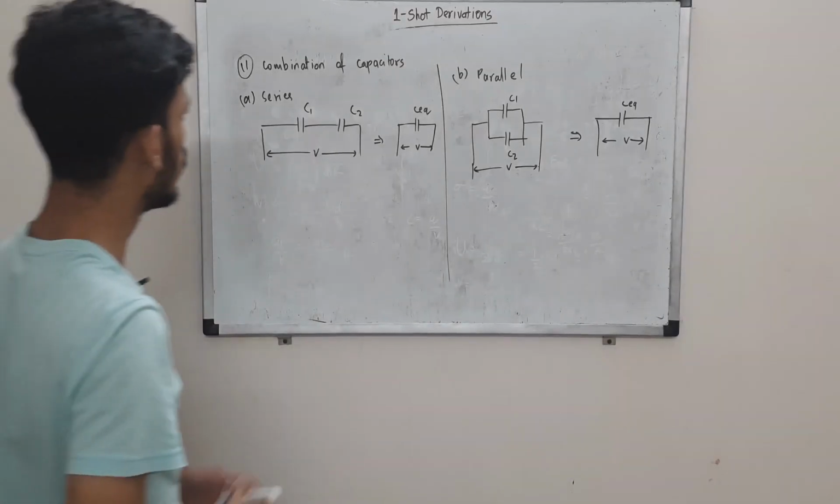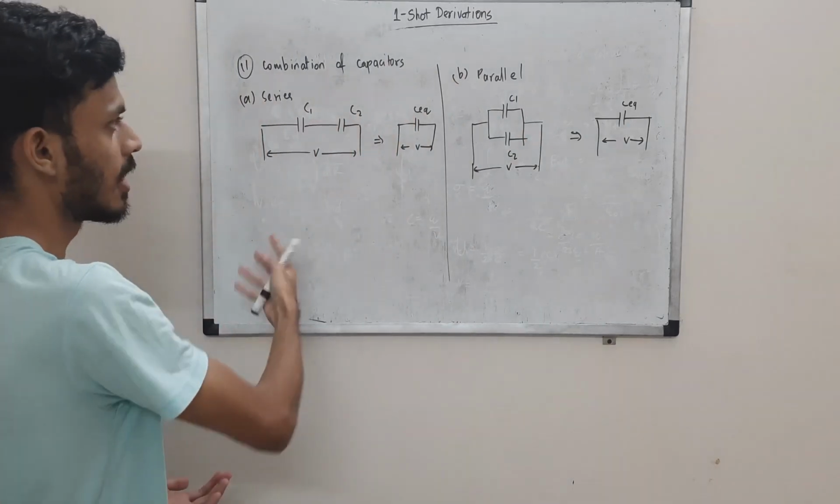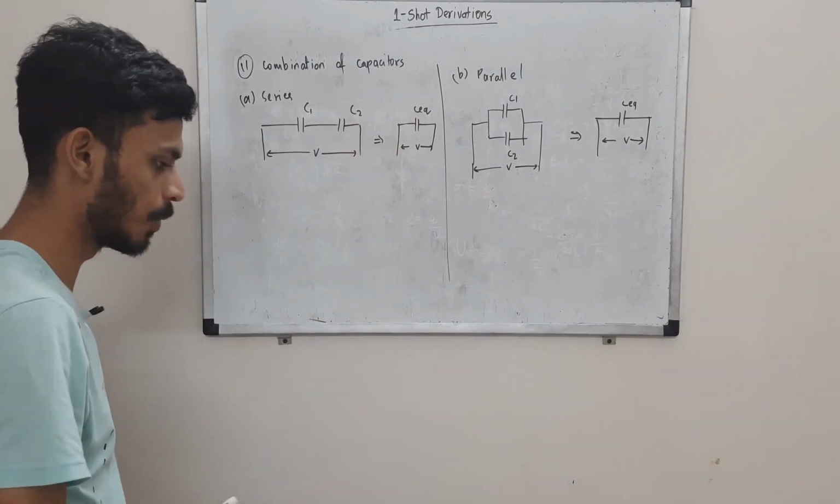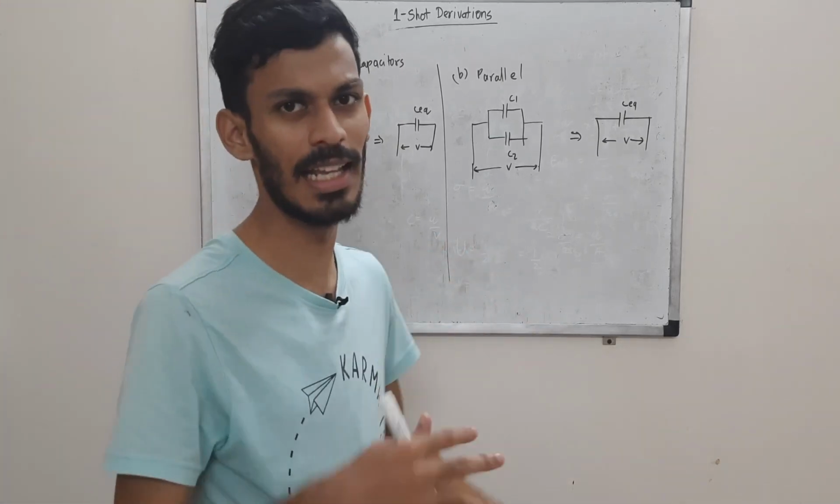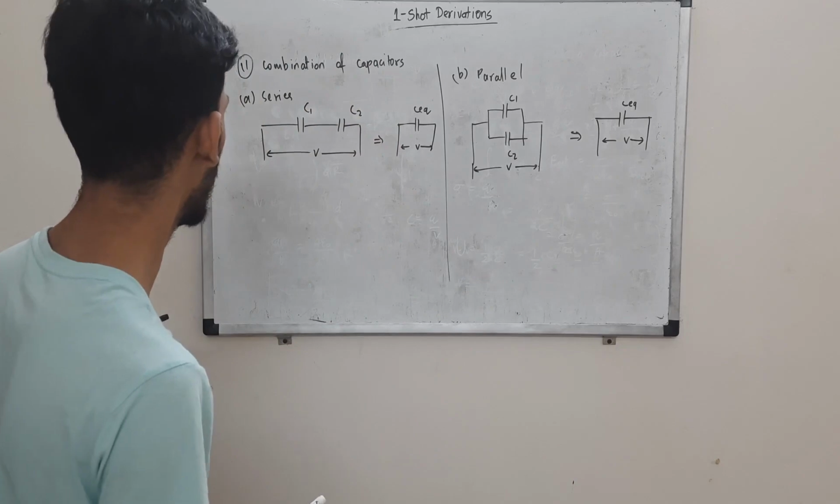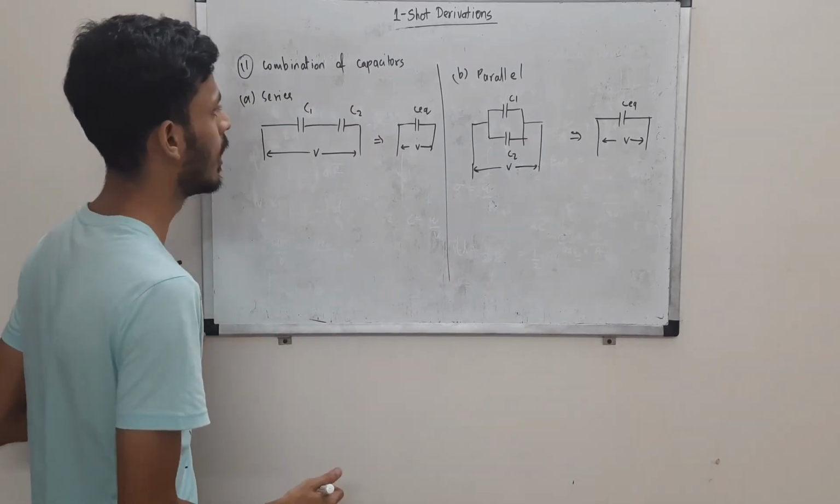So let's come to this derivation on combination of capacitors. Here we have capacitors in series and parallel, so we are going to find the equivalent capacitance in series and in parallel, just like resistors in series and parallel. But the relations are going to be inverse over here. So let's pay attention.